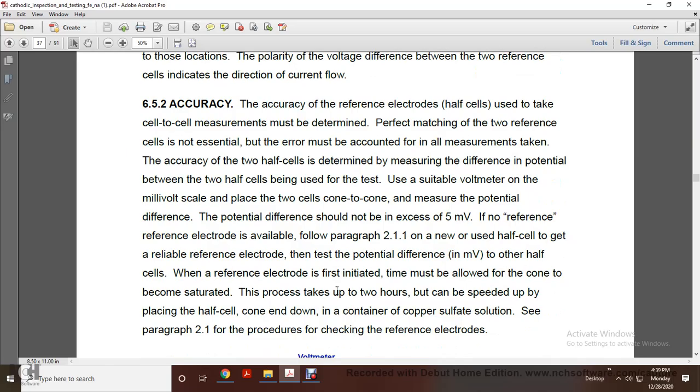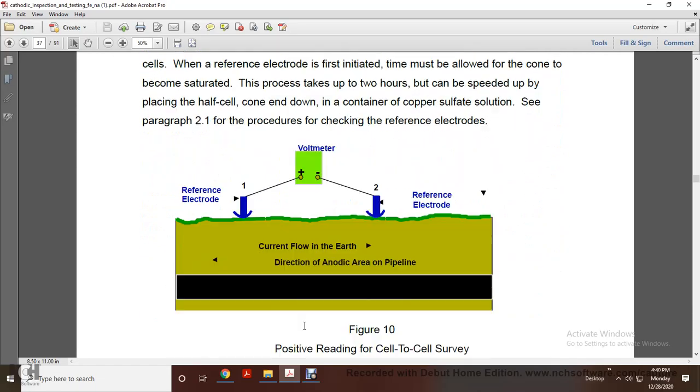If there is no reference electrode, use a new half cell to get a reliable reference electrode, and test the reference difference in millivolts against the other half cell. A reference electrode first initiated takes time before the cone becomes saturated. The process can take up to 2 hours and can be sped up by placing the half cell cone down in a container of the copper sulfate solution. Paragraph 2.1, procedure for checking with the reference electrode.